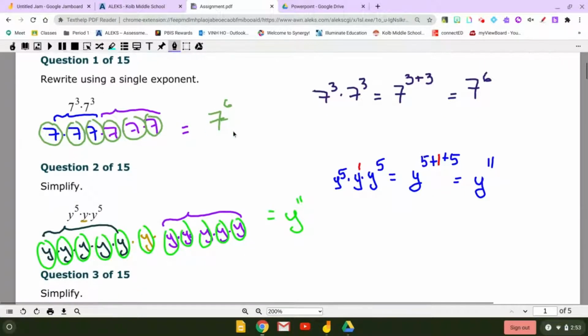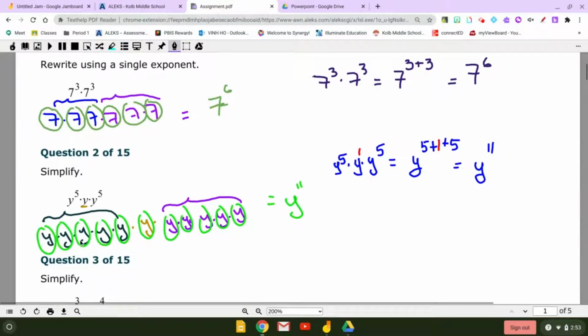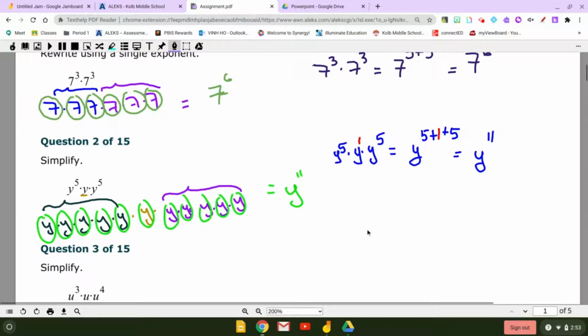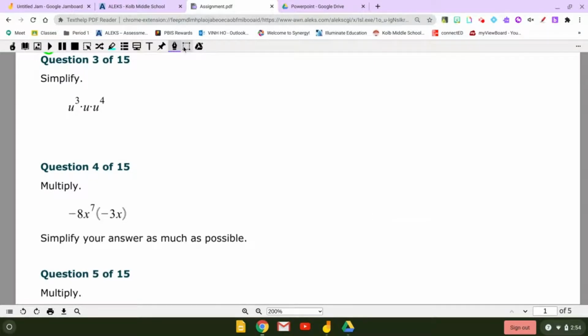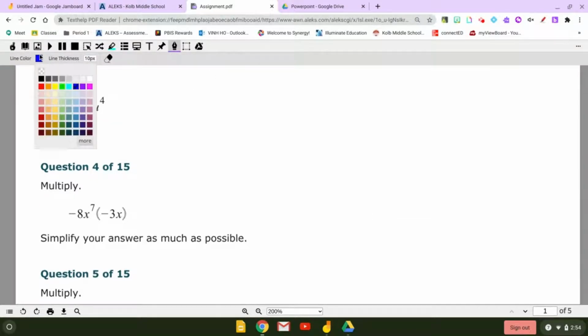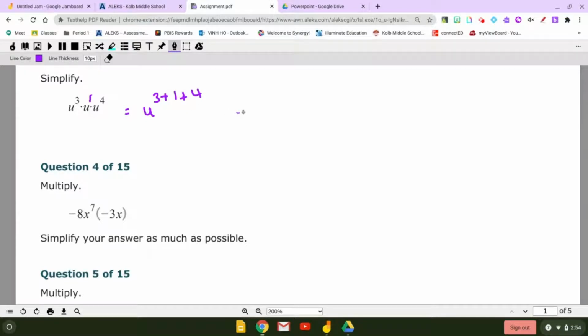All right, one more time, you have two ways to approach this problem. Either you write them all out and then count how many y's you have, or you can add the powers together. On problem 3, I'm going to use the short way. So u to the third power times u, which is u to the first, times u to the fourth. We keep the base, we add the exponents, 3 plus 1 plus 4. So that will give us u to the 8th power. That's it.